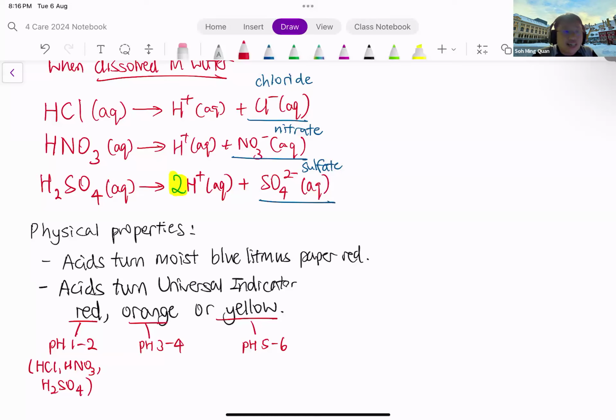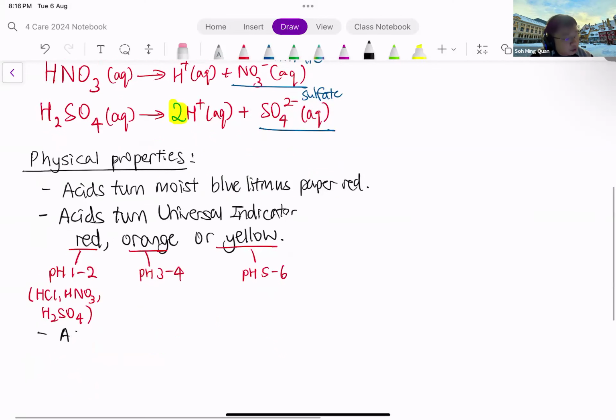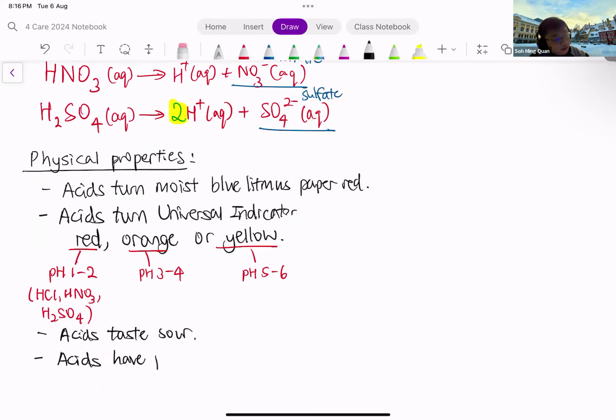Okay, so these are physical properties because they involve a color change which can be observed by your sense of sight. Okay, now besides that, you have learned that acids taste sour. So this is another one of your five senses, right? Sense of taste. Finally, acids have pH less than 7. Okay, the pH value of acidic solutions must be less than 7. Right? I think these ones you know.